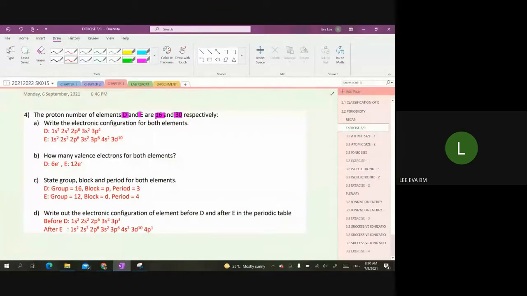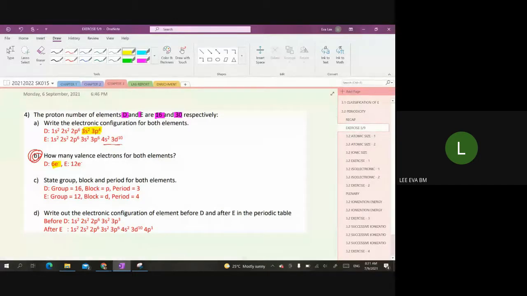Okay, so the electronic configuration, most of you had no problem. For E, 4s before 3d, so you get 4s2, 3d10. But in part B, some of you made mistakes for element E. Okay, D no problem because we can see over here we have the valence electrons 3s2, 3p4. So 6 electrons, no problem. Everyone got it, very well done.